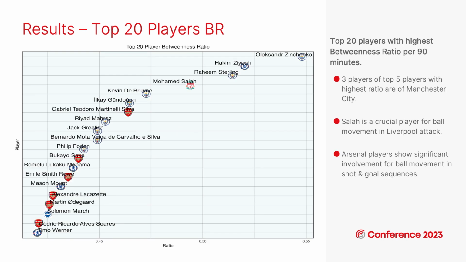If we see the top 20 players here in the betweenness ratio, 3 of the top 5 players belong to Manchester City. Then we also have one Chelsea player, and then we have an Arsenal player, a more possession-based style of play.